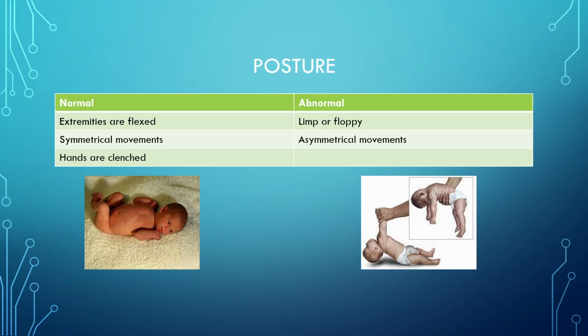Okay, these next slides are walking us through our head-to-toe assessment. I'm going to be brief, but I did include on the slides for you to look through what some normal and abnormal findings are. So the first one is posture. You're just looking at your baby and seeing what its posture is like. Are the extremities flexed? Are there symmetrical movements? Those are all normal. Abnormal would be a limp or floppy baby, which I showed you with the pictures here.